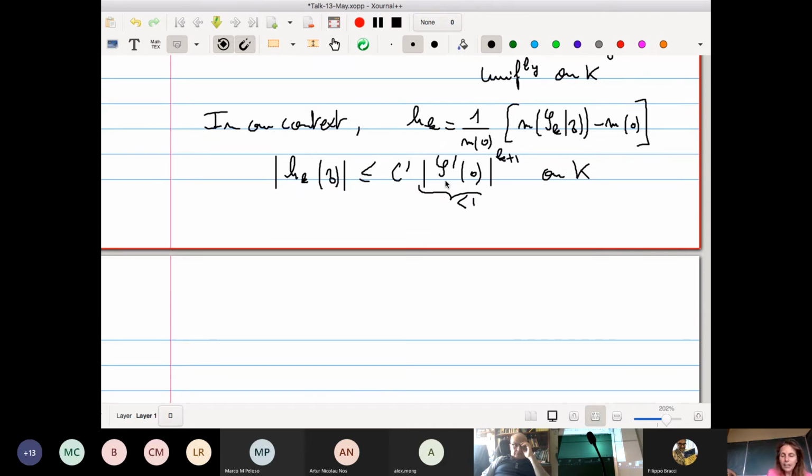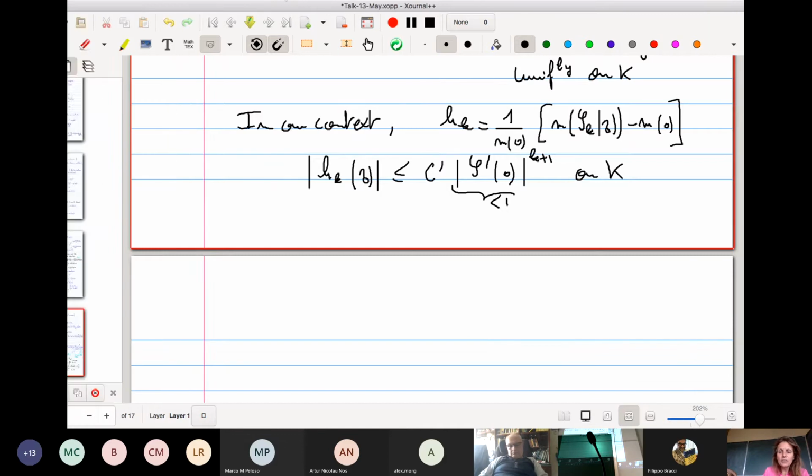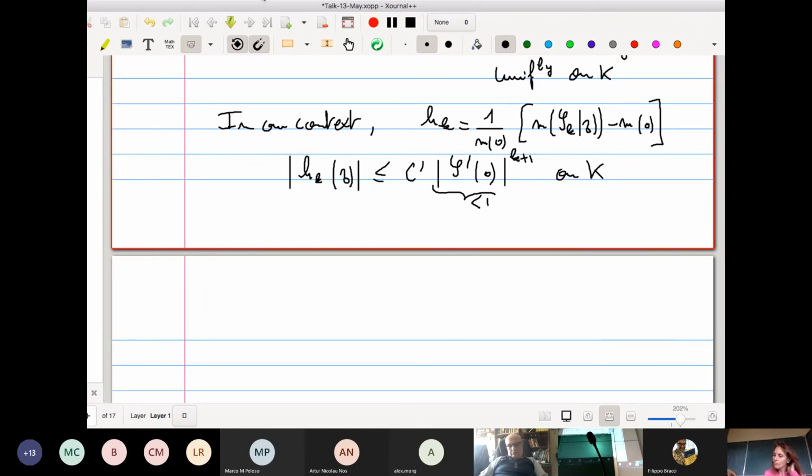Now I will just give you an idea of how to prove that the spectrum is just the point spectrum union 0. So that's the third part of the talk.